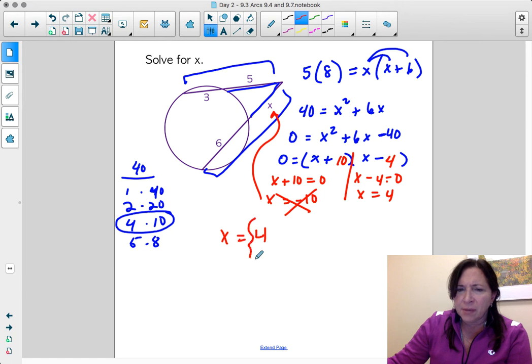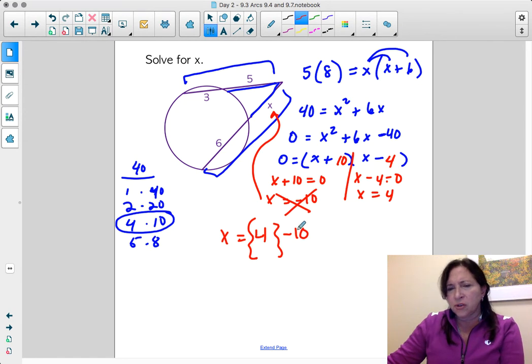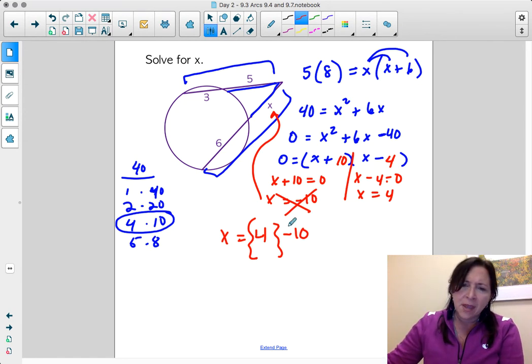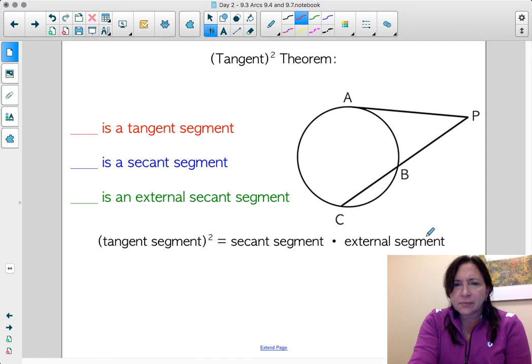Now, please keep in mind that we did get negative 10 as an answer, but it didn't work as a solution. So what we do is we write it like this so that negative 10 is what we call an extraneous solution, which basically is a solution that you get, but it doesn't work when you plug it back in.